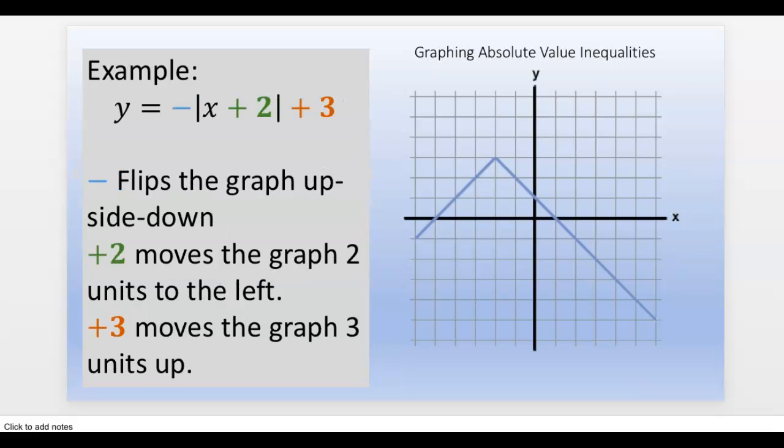Here's another example. This one starts with a negative, so it's flipped upside down. It's an upside down V. The +2 moved it 2 units to the left. And the +3 moved it 3 units up. All right, you need to find the vertex, -2, 3, in order to graph it.